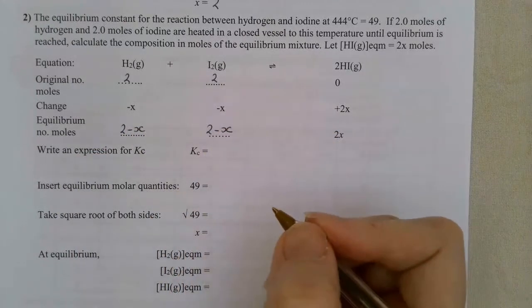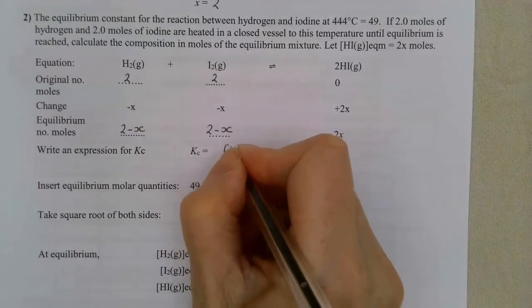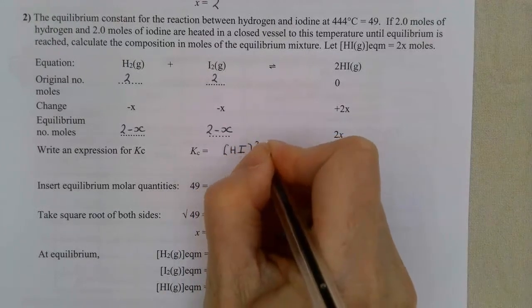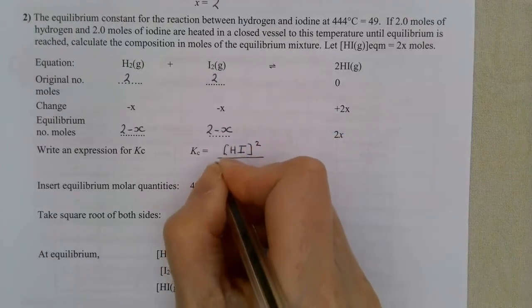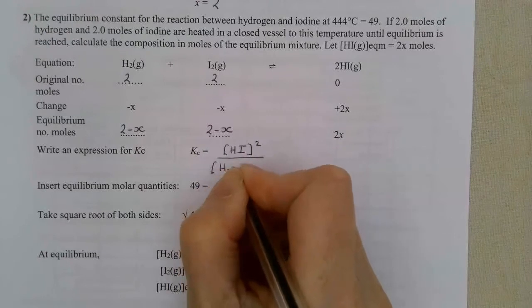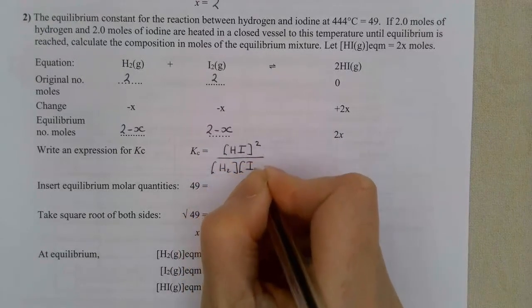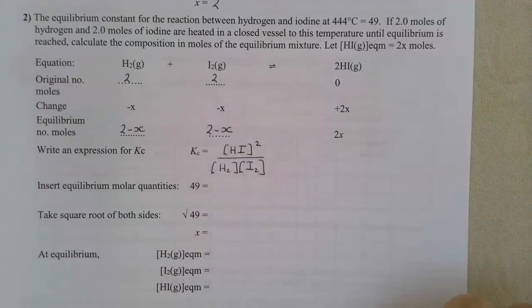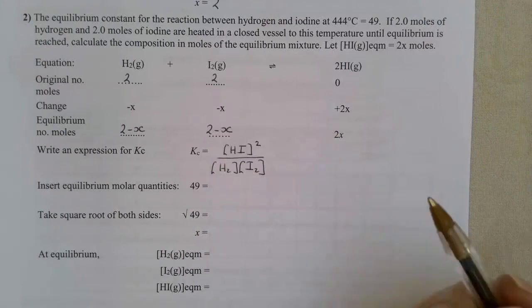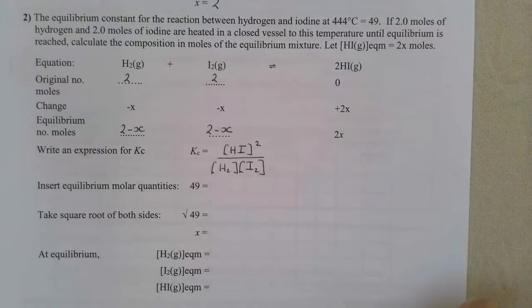So I have, in terms of my Kc expression, my hydrogen iodide squared divided by concentration of the hydrogen times the concentration of the iodine. Again, the units cancel, so the volumes will cancel, so I can use equilibrium number of moles in place of concentration.